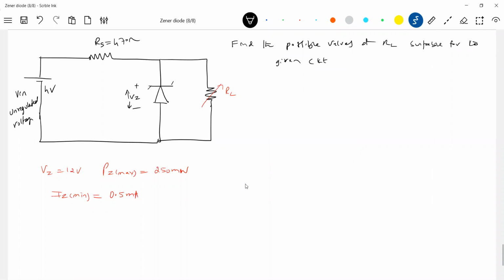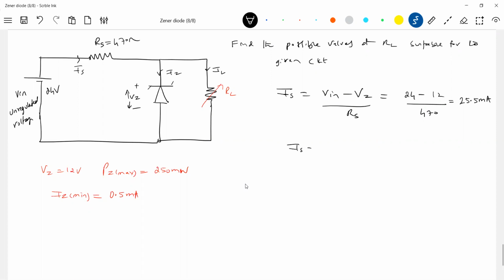Now first we'll calculate the value of IS. I think this will be a very generalized one. No? What is IS equal to? V in minus VZ by RS. V in is how much? 24 volt. So 24 minus 12 by 470, that is 25.5 milliampere. This is the value.